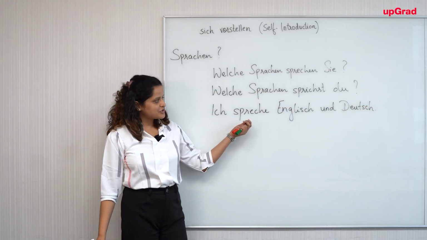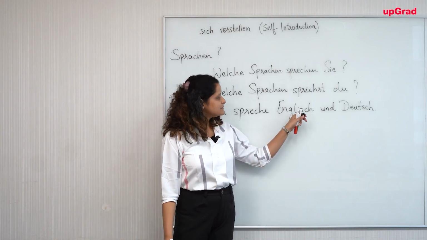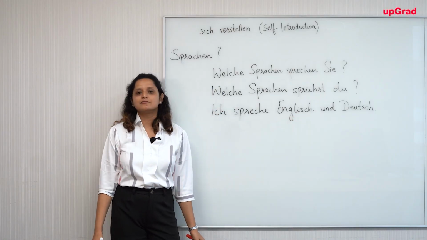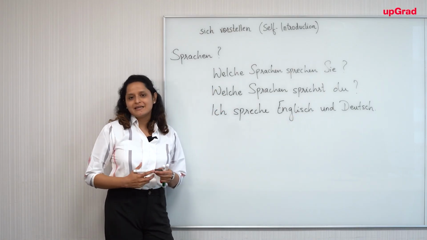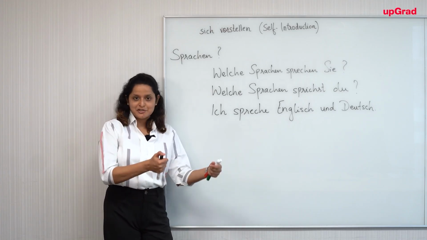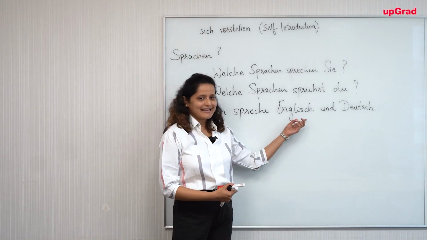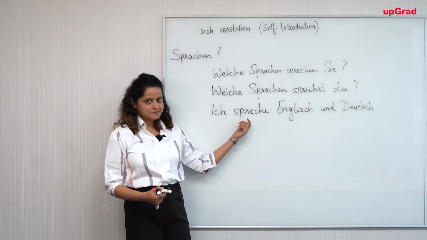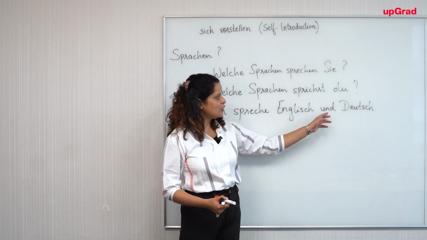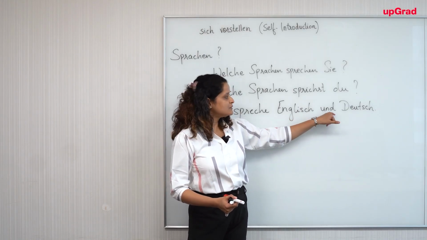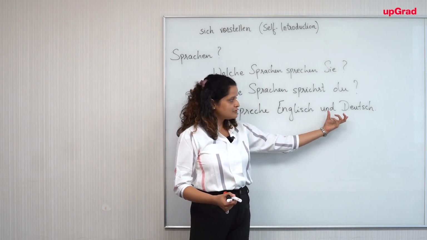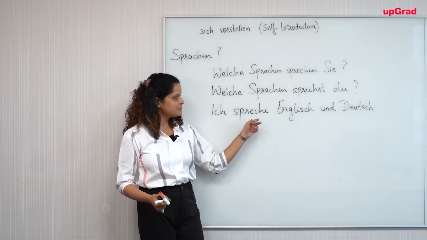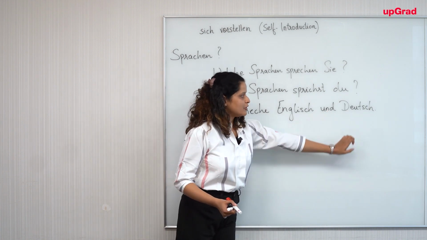So, ich spreche Englisch. If you see, the spelling of English is a little different, so is the pronunciation. So, English in Deutsch, that is English in German, is called Englisch. So, ich spreche Englisch und Deutsch. This und is "and", which combines these two parts together.